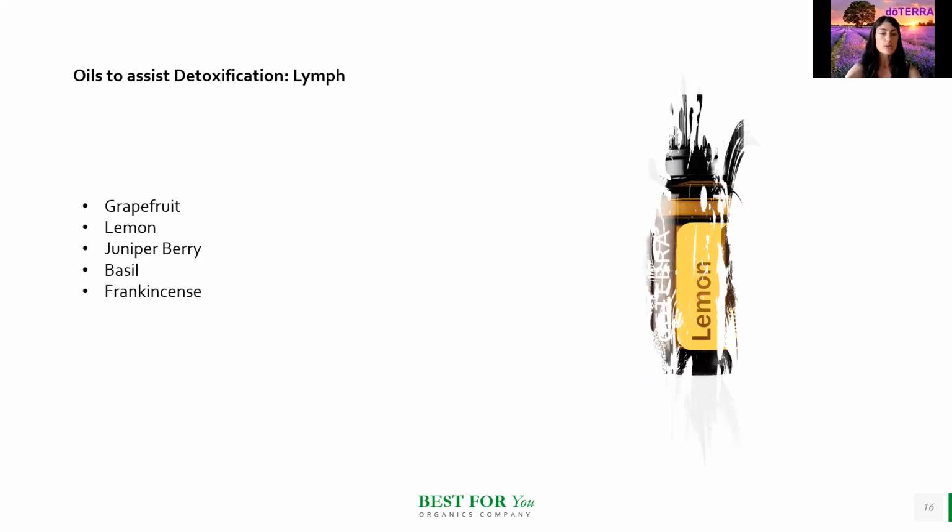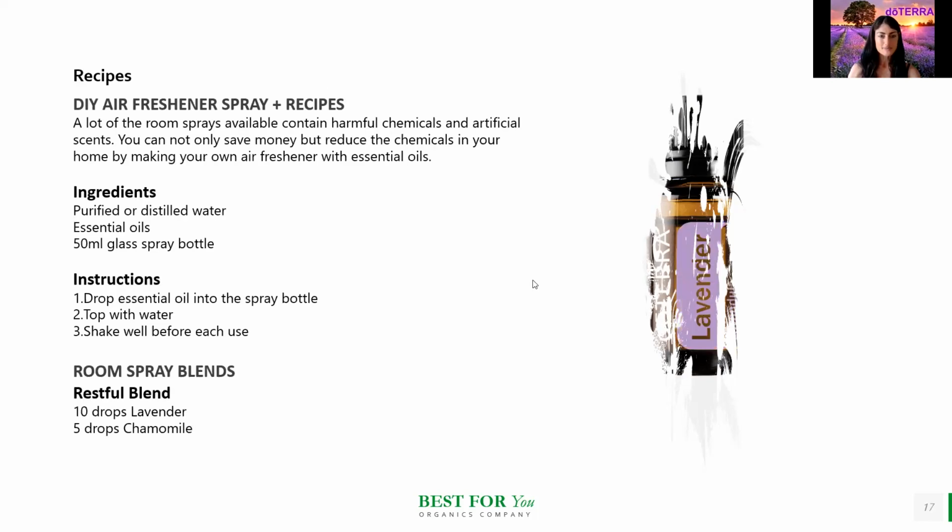So to detox your lymph, or to assist your lymph: grapefruit, lemon, juniper berry, basil, and frankincense. You'll see frankincense is mentioned quite a lot here in the detoxes, and it's because of the cellular regeneration properties of frankincense. It actually tells your cells what they need to do, and so it helps to regenerate cells, which is absolutely phenomenal. Okay, we can move on to the next slide.